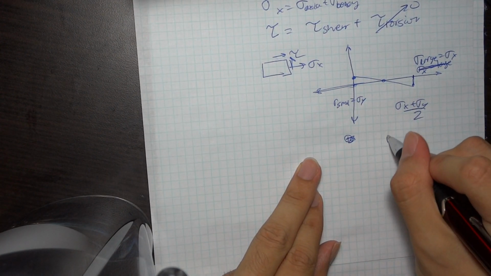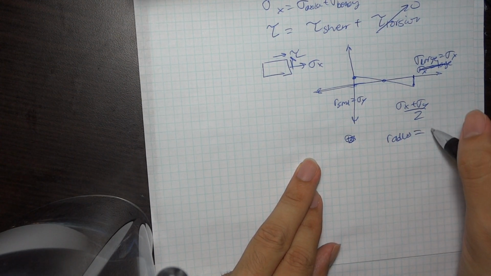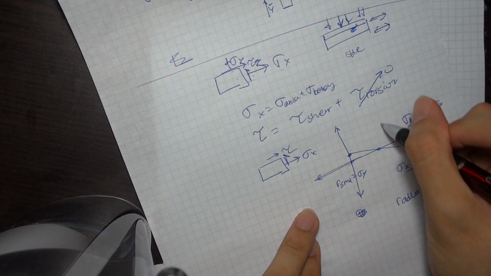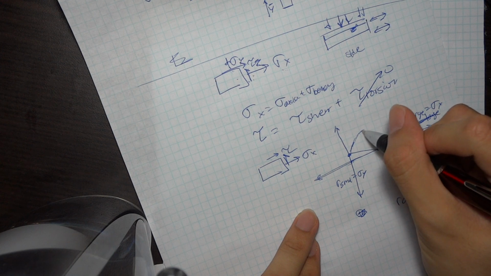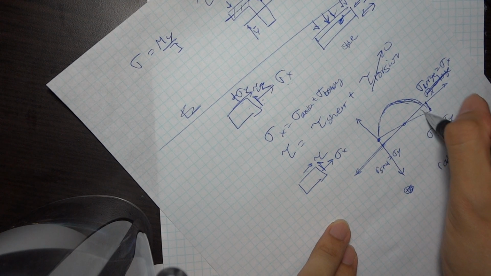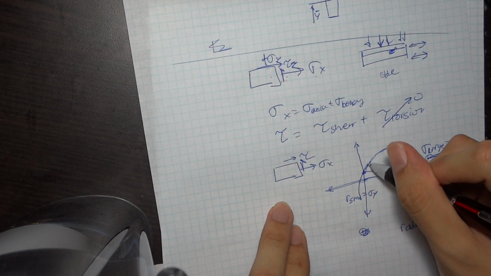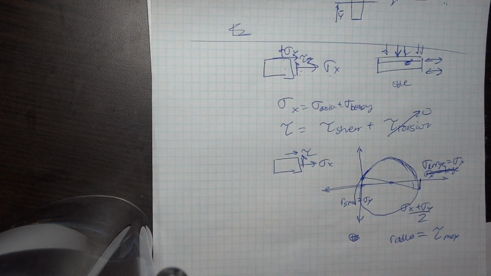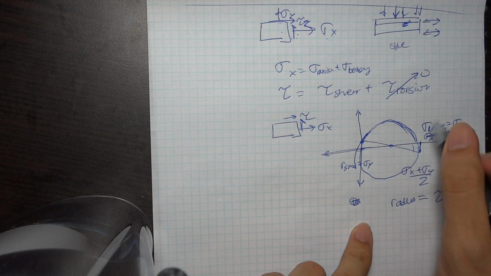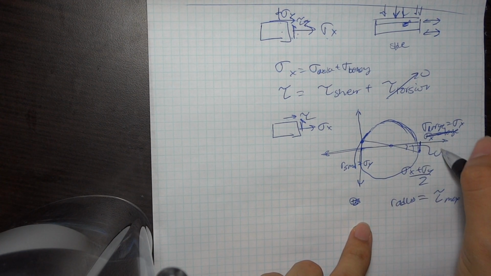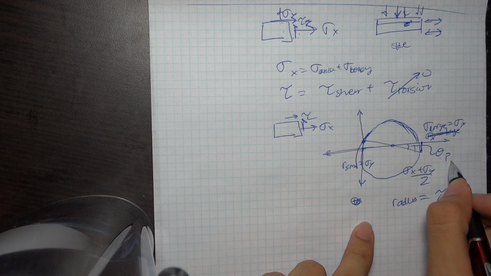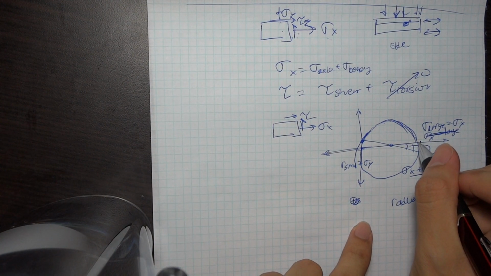And it also has a radius. Recall that the radius is just equal to tau max. And if you draw this, let's see how well I can draw a circle today. Yeah, okay, it's a crappy circle, but you get the picture. This is some angle theta, theta p to be exact. Theta p is the angular distance from the plane to theta p.